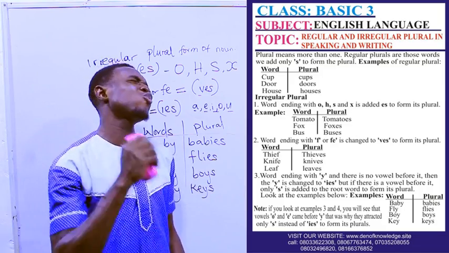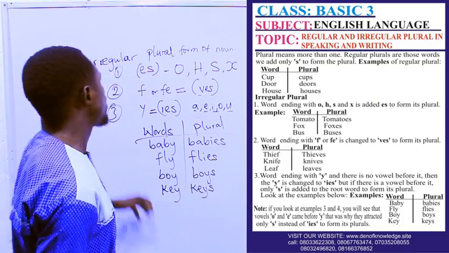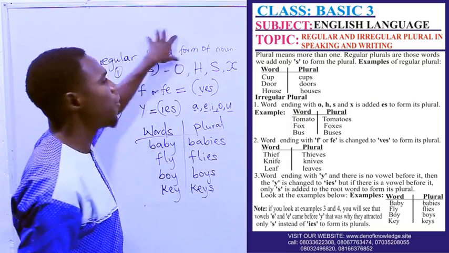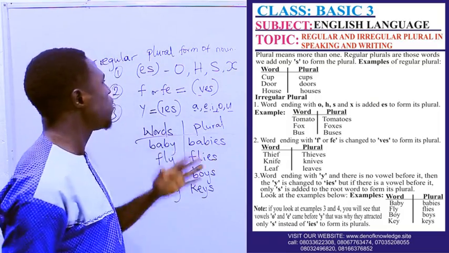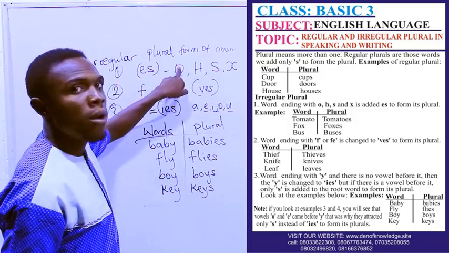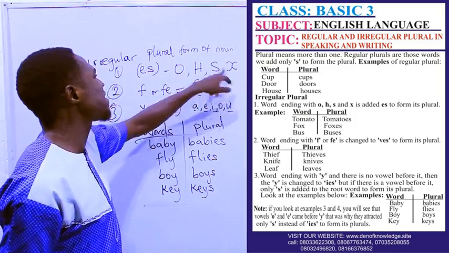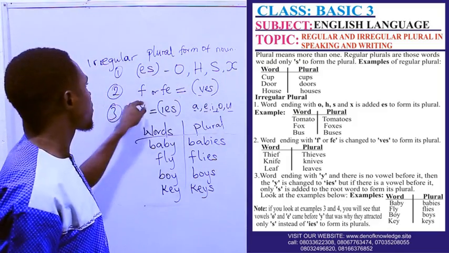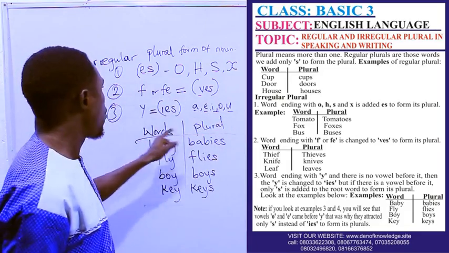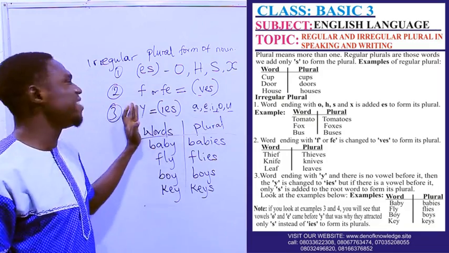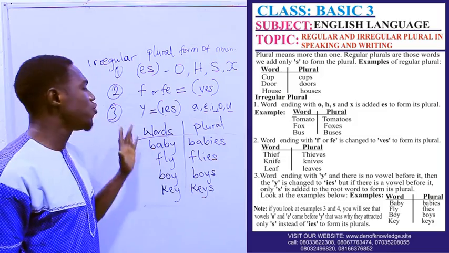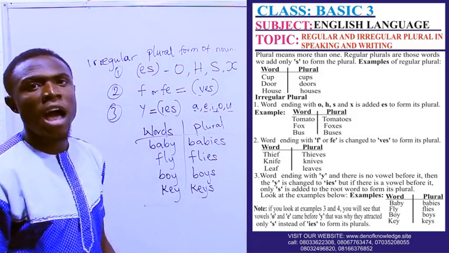Now, I believe strongly in my heart that you can change irregular plural form of noun and regular plural form of noun. I hope you can do them very well. The first one is words ending with letter O, H, S, and X: put ES. Words ending with F or FE: remove it and put VES. Words ending with Y and there is no vowel before it: remove it and put IES. But when there is a vowel, just put S. And that is it.